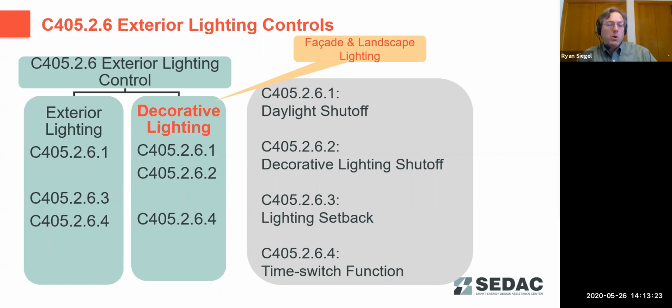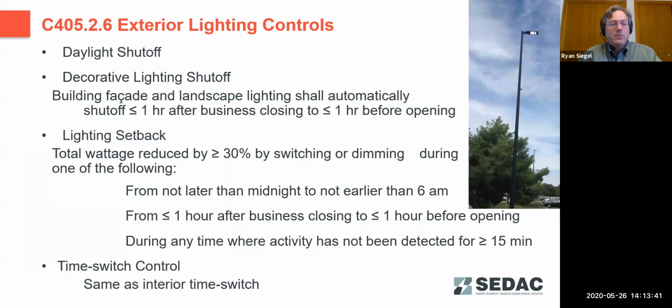And depending on where you are, whether you're in general exterior or decorative, we'll tell you what the timing has to be for either a shutoff or a setback. So facade and landscape lighting, we have to shut it off. For general exterior lighting, we have to set back or reduce the connected load. And what we're trying to do is prevent what we see here in this picture. You know, a bright sunny day, that parking lot light is not adding any benefit to the parking lot.